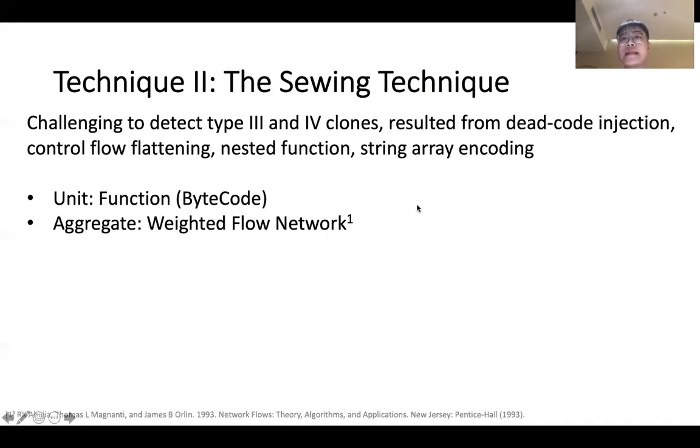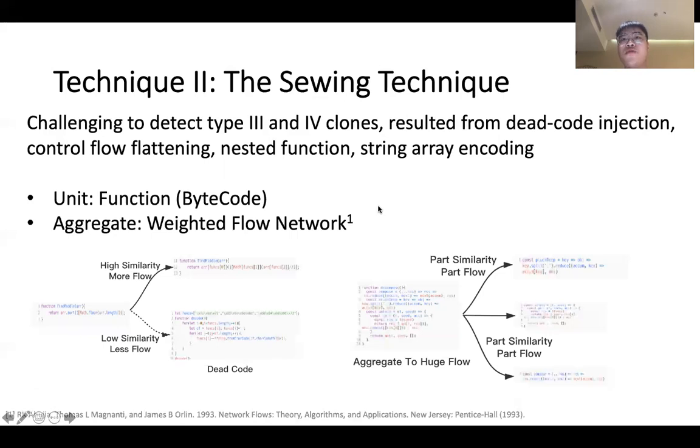The second technique is the swing technique. We found that it's challenging to detect the type 3 and 4 clones. In the swing technique, we use bytecode, a lower level representation that will not be influenced by change from type 1 and 2 clones. We first compute the function similarity and aggregate the function similarity to the game similarity.